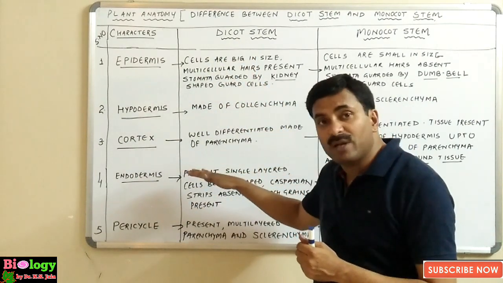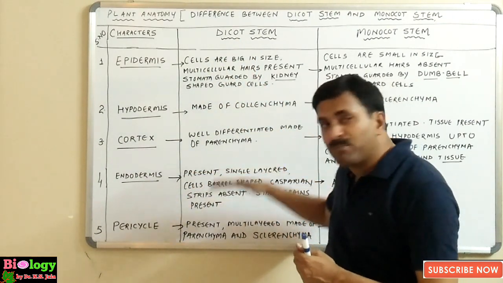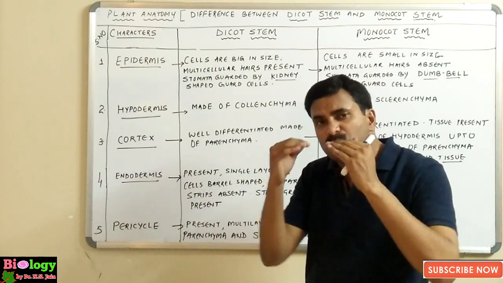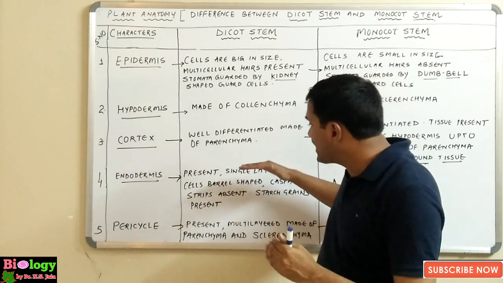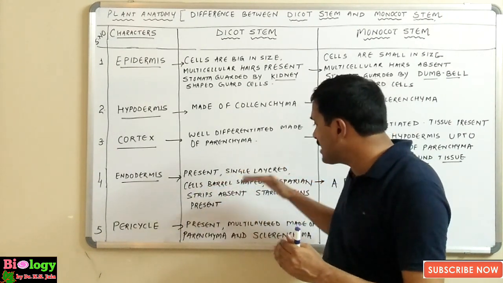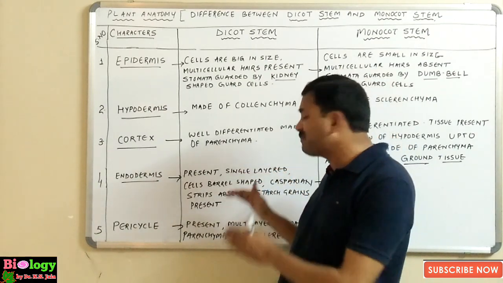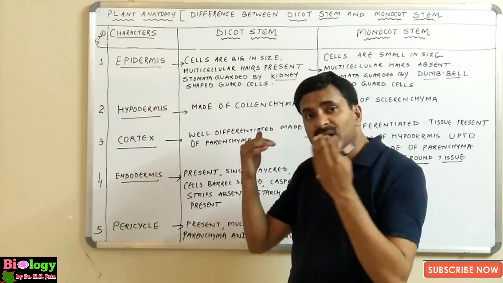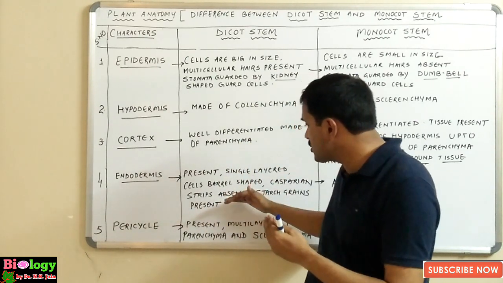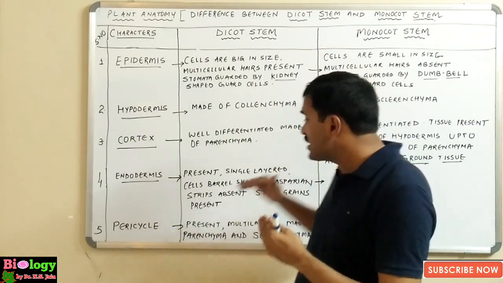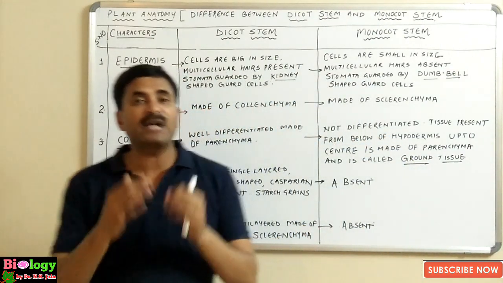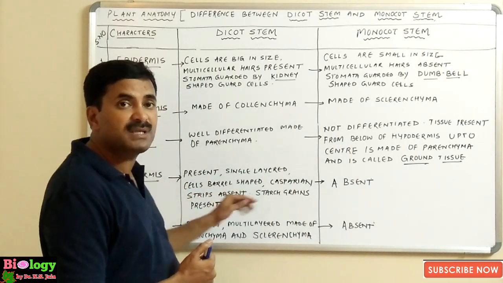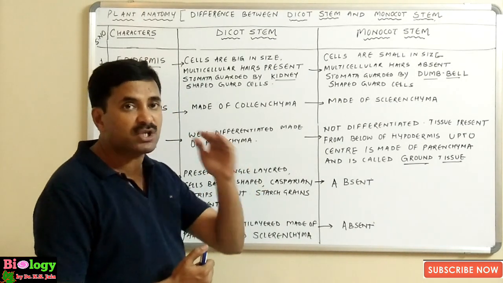In the dicot stem the endodermis is present, but it is not fully developed. It is a little bit poorly developed, and it is single layered. The cells are barrel shaped, and Casparian strips are absent. The lignin and suberin strips, known as Casparian strips, are absent here. Only starch grains are present in the endodermis of the dicot stem, and that's why the endodermis here is also called the starch sheath.